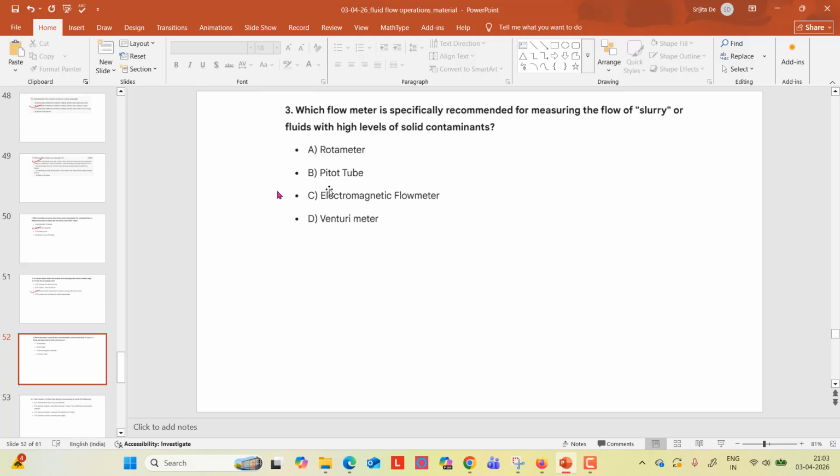Which flow meter is specifically recommended for measuring the flow of slurry or fluids with high levels of solid contaminants? So it is the electromagnetic flow meter.